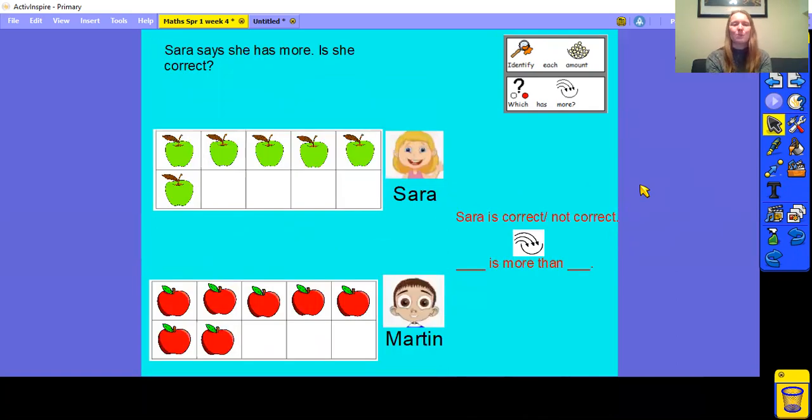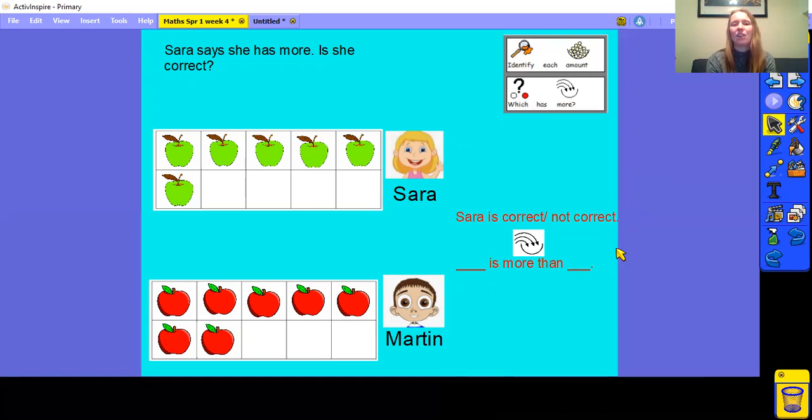Okay, here's a problem for you. Sarah and Martin have some apples. And Sarah says that she has more. But is she correct? Have a look at this problem with your grown-up, and what I want you to do is to use the sentences to tell me your answer. Maybe your grown-up could video you saying the answer, and then you can send it to the class email address. Pause the video while you have a go.